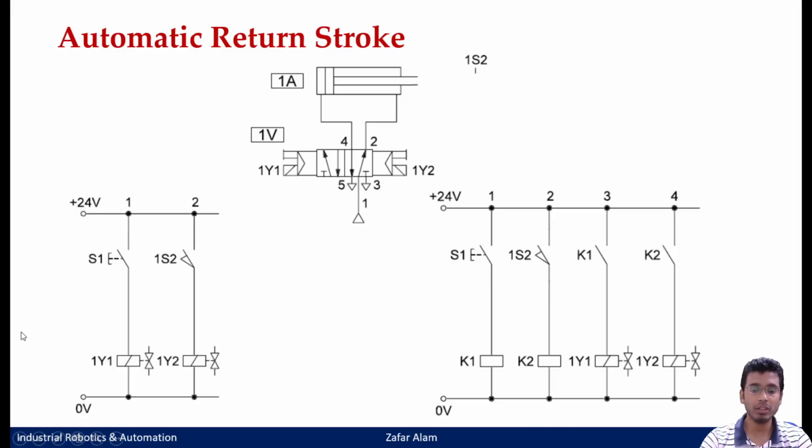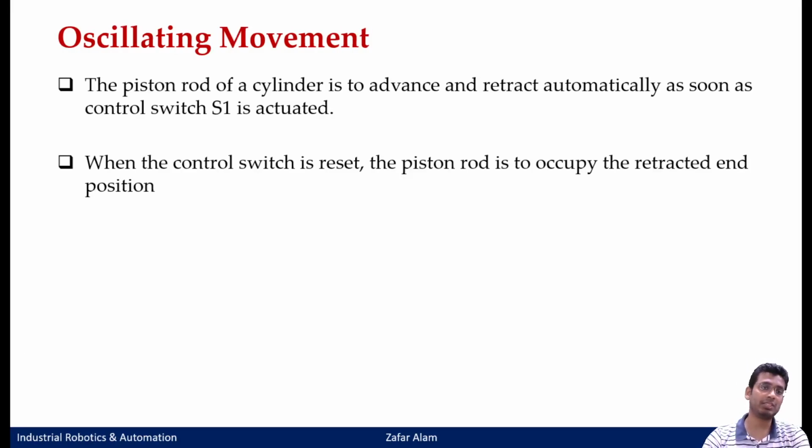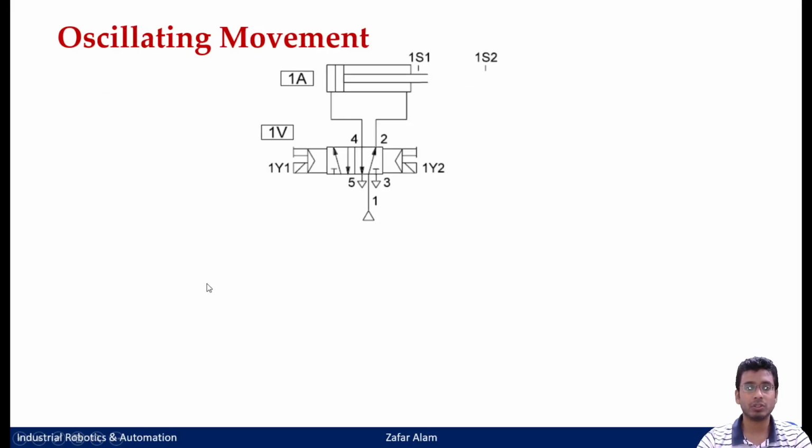Okay. So this was one type of problem. Now we will try to do the same thing here. We will try to have a continuous oscillating movement. For that, again, we are using a control switch S1. That means the piston rod of a cylinder is to advance and retract automatically as soon as my control switch S1 is actuated. When you reset the control switch S1, the piston rod would stop. Fine. So again, any change in the pneumatic circuit diagram?